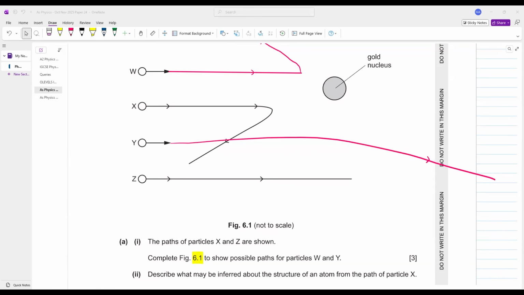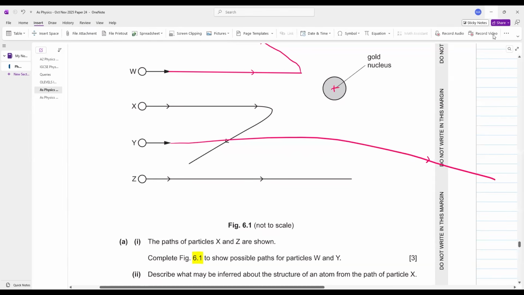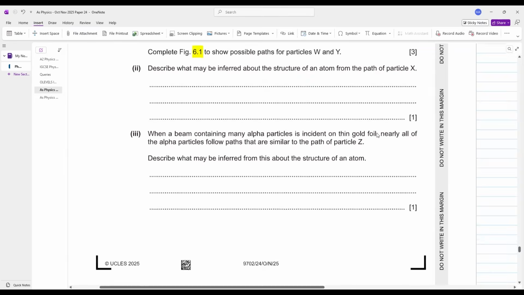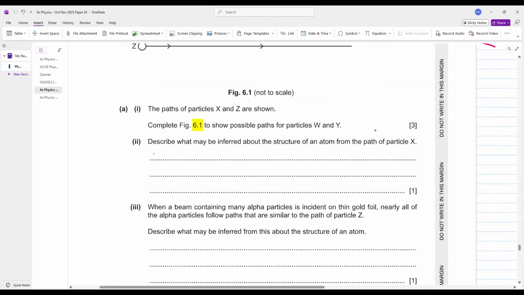Nucleus is positively charged. Because if the nucleus is positively charged, then only it can reflect back alpha particles like this. Okay? You can say nucleus is positively charged.